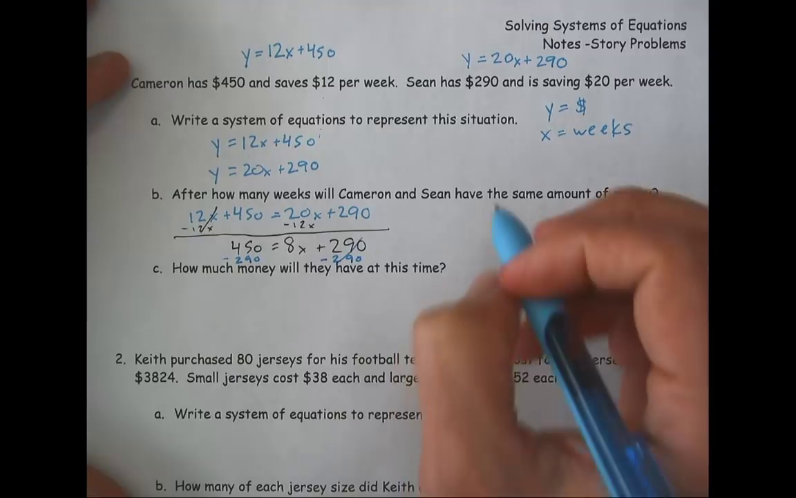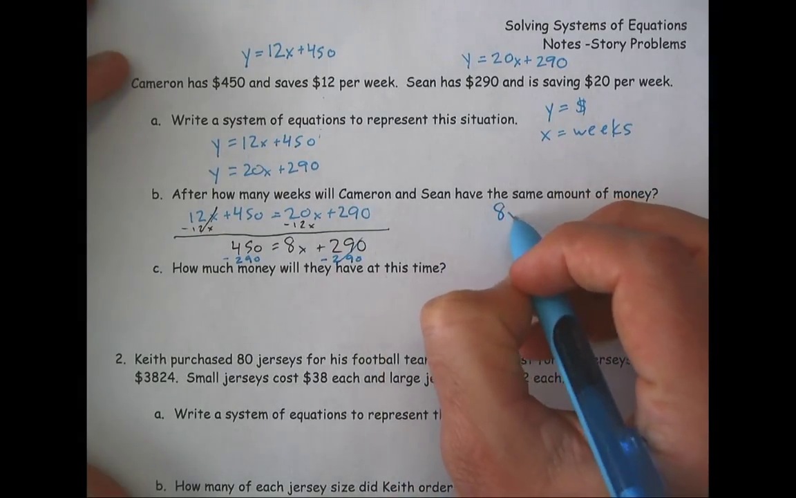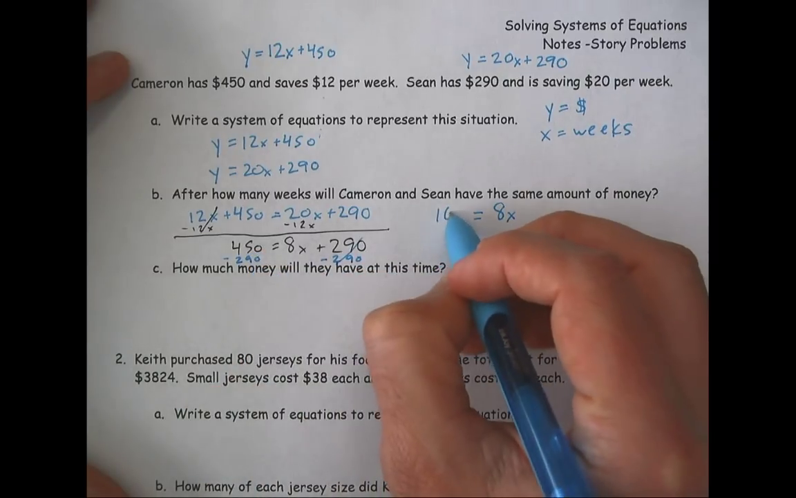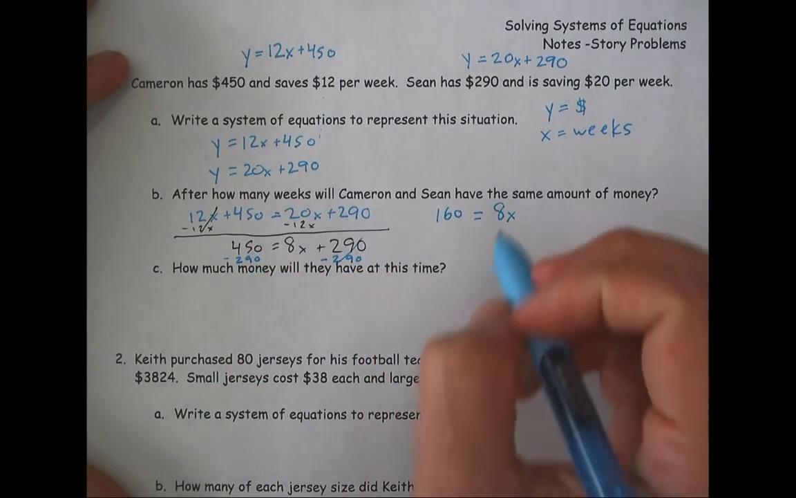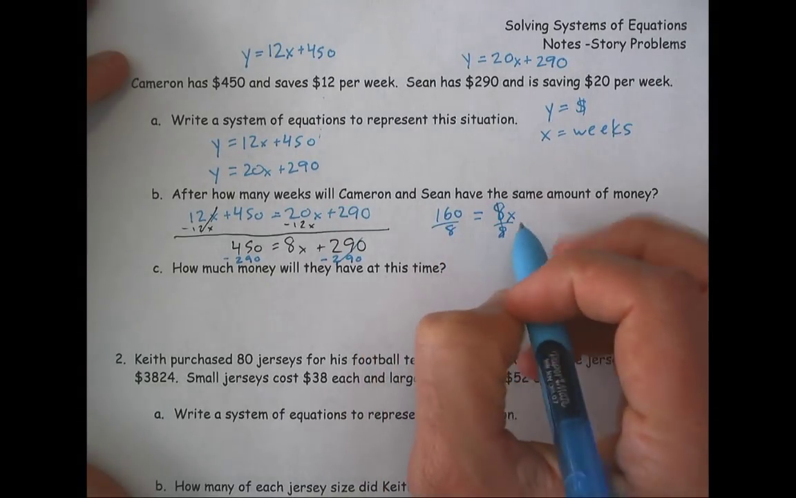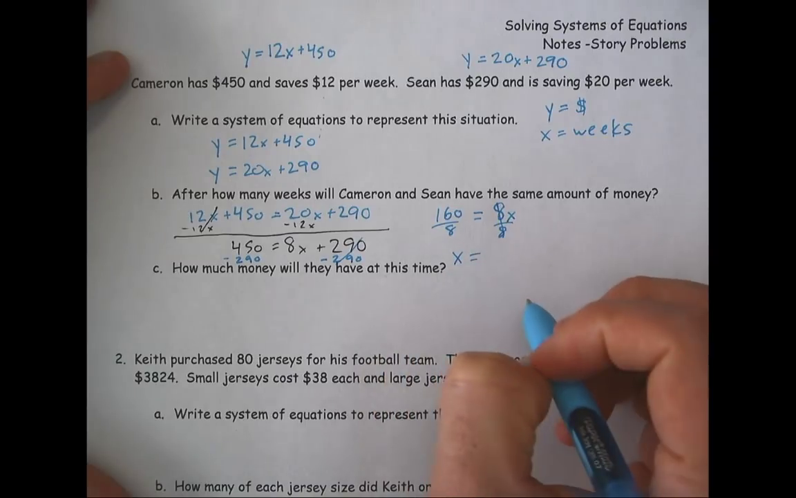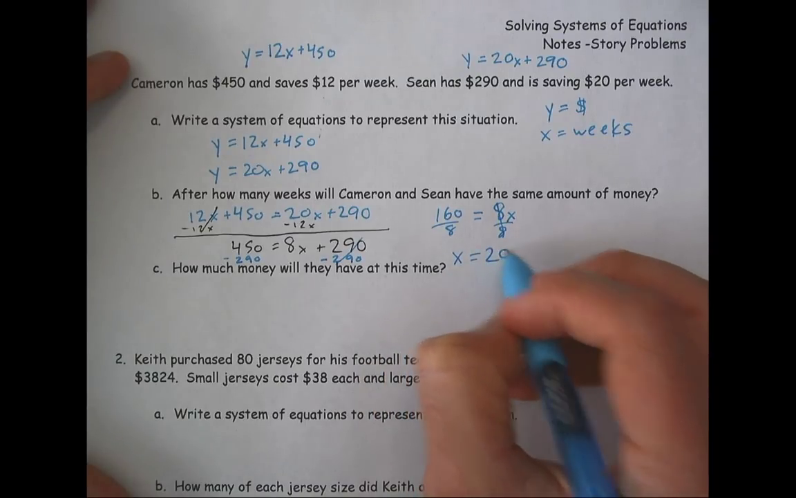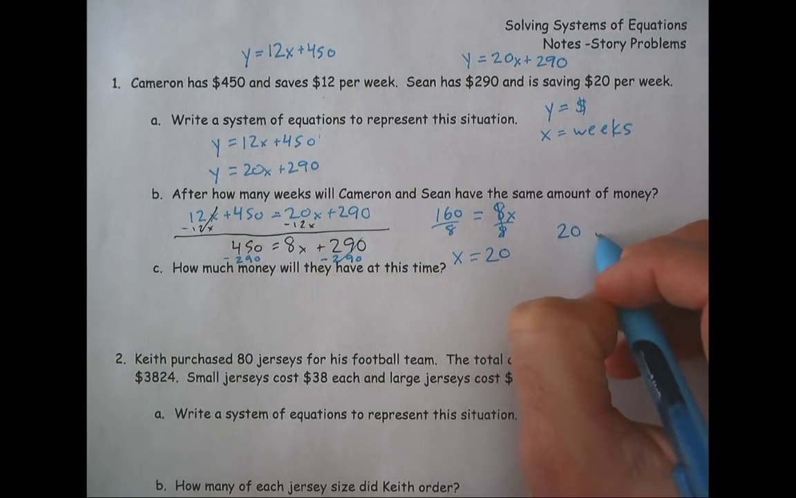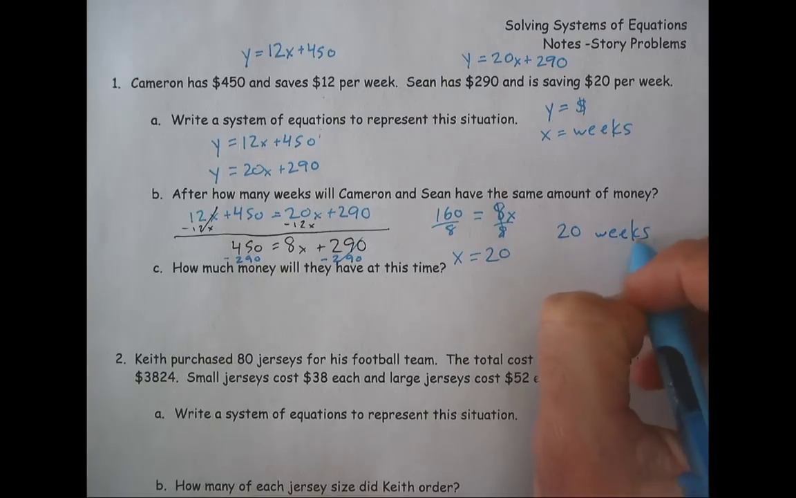So this goes away. I'm going to bring it up over here. I'm going to have 8x on the right side, and when I subtract here, I get 160. And so all I'm going to do now is divide by 8. And x equals 20. So the answer here is 20 weeks.